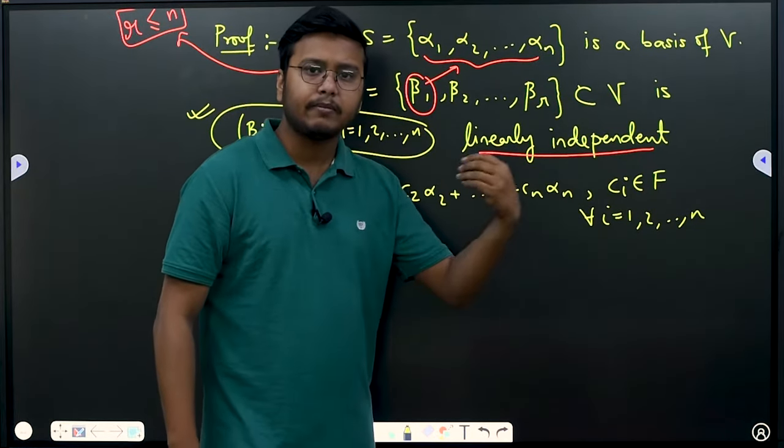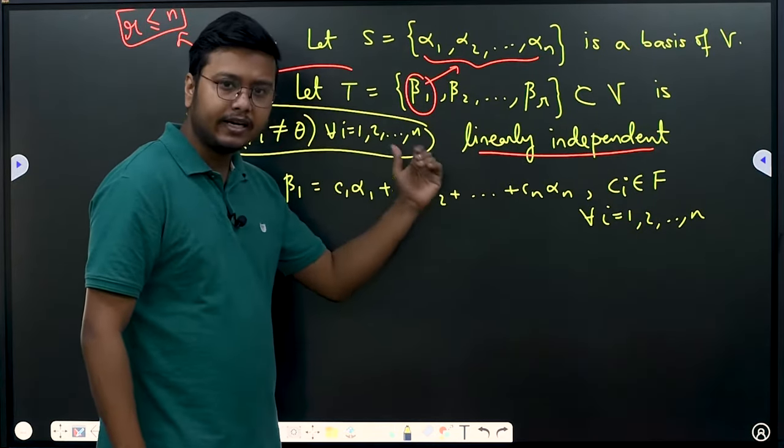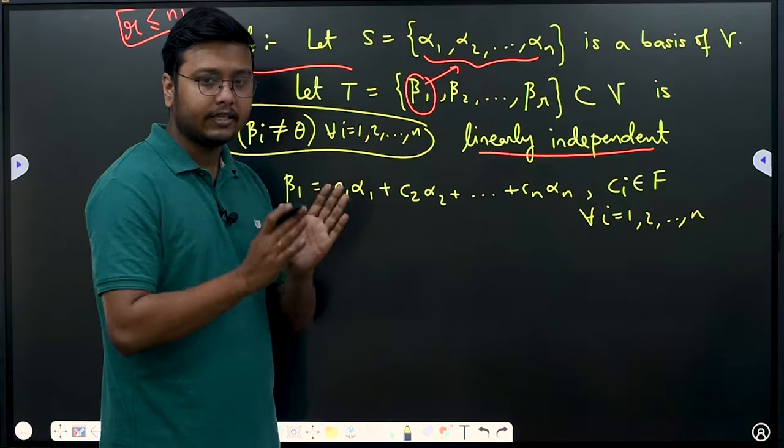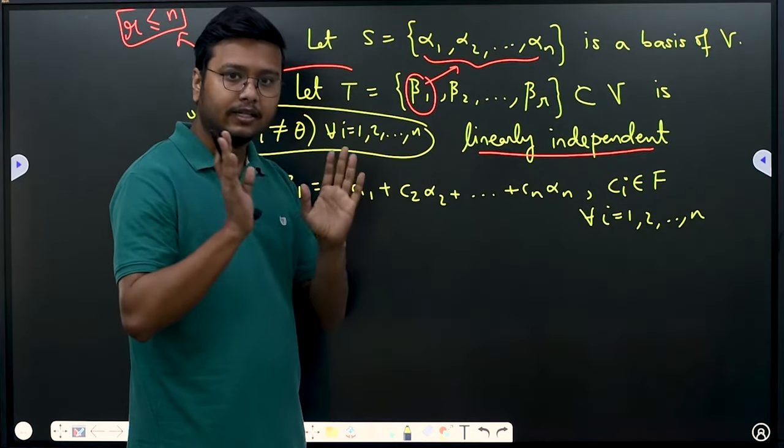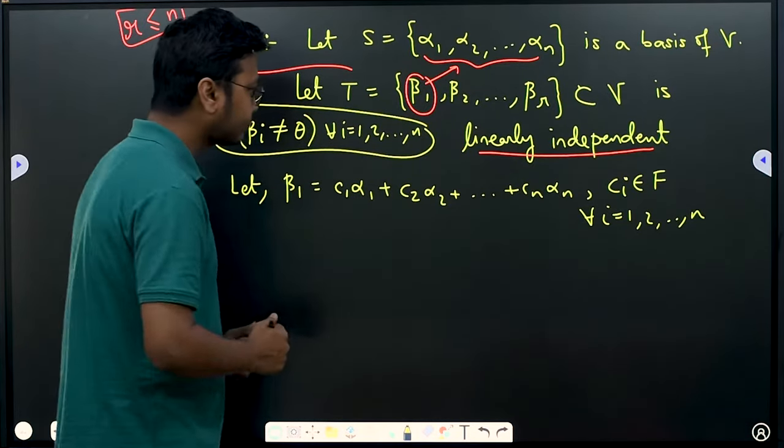It will automatically become linearly dependent. An independent set can never contain a theta element. Now if you are thinking how that's possible, that's something you need to think. If you're unable to do it, you can let me know.